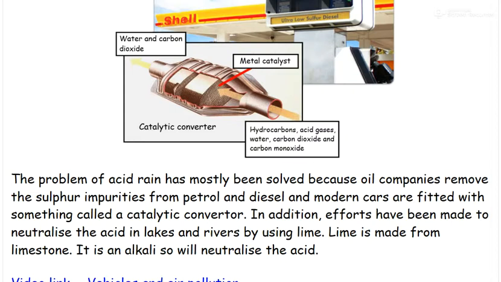Lime is made from limestone. It is an alkali, so it will neutralise the acid.